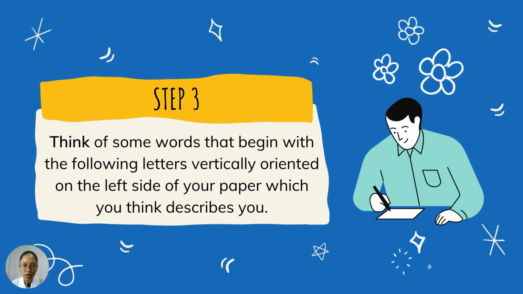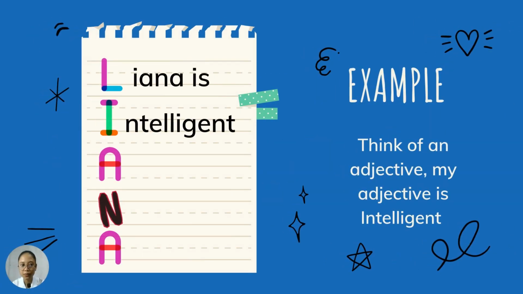Step 3. Think of some words that begin with the letters vertically oriented on the left side of your paper which you think describe you. Basically, you're going to think of an adjective that describes you that starts with the next letter of your name. For example, the next letter of my name is I, so I thought of an adjective which described me that starts with the letter I, which is intelligent. Now we have progress. Liana is intelligent. Let's proceed to step 4.